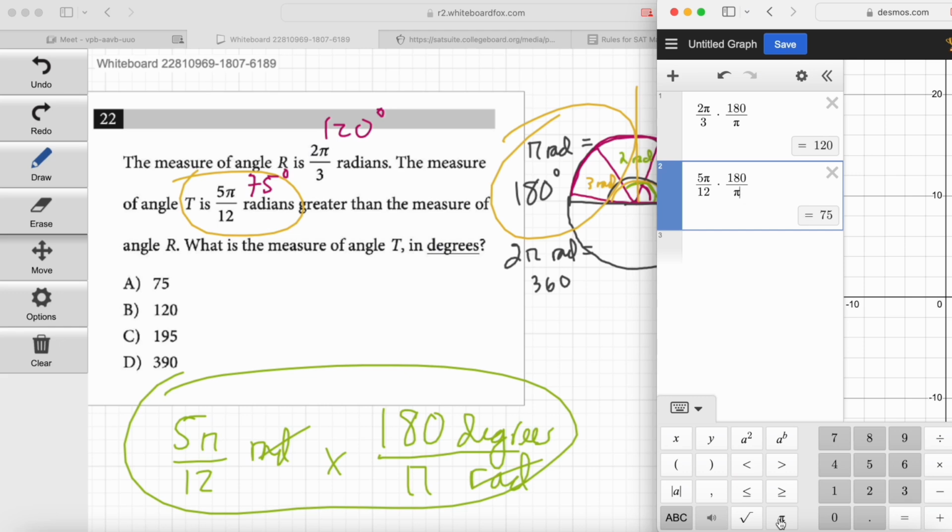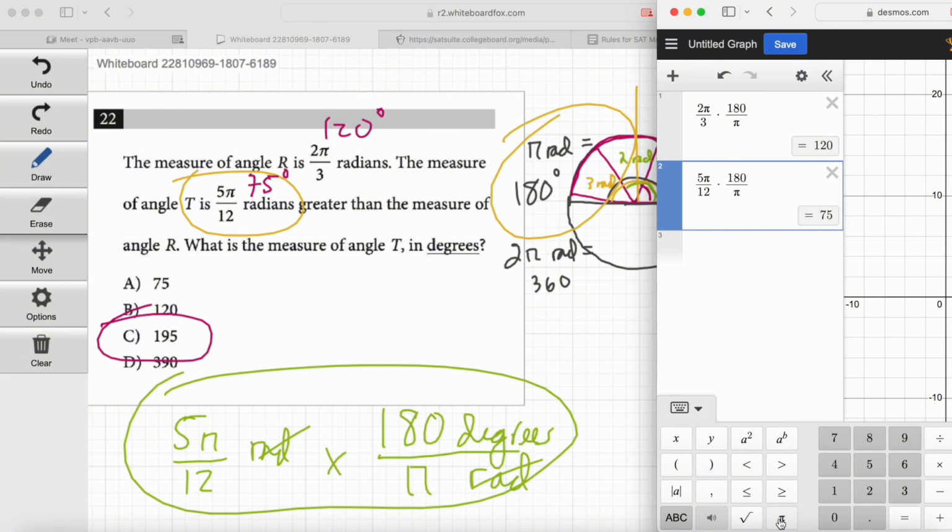Mhm. Yeah. So we can literally reread the question. The measure of angle R is 120 degrees. The measure of angle T is 75 degrees greater than the measure of angle R, right? So T is 75 degrees greater than 120. What's the measure of angle T? 195. It's just 120 plus 75. Does that make some sense? Yes, it does. Terrifying looking question, but much easier if you can just convert radians to degrees.